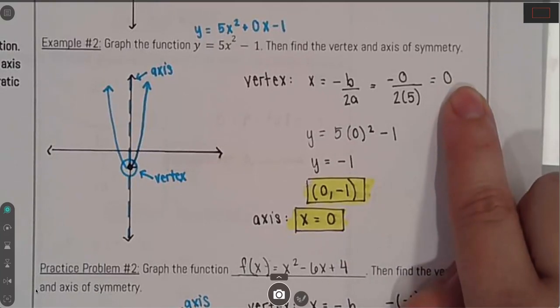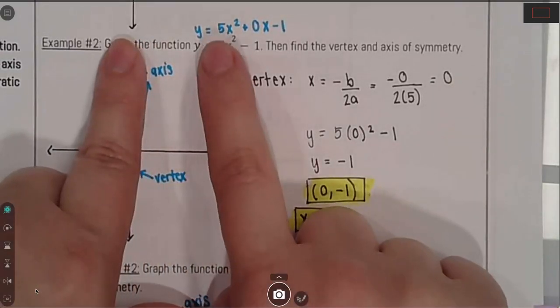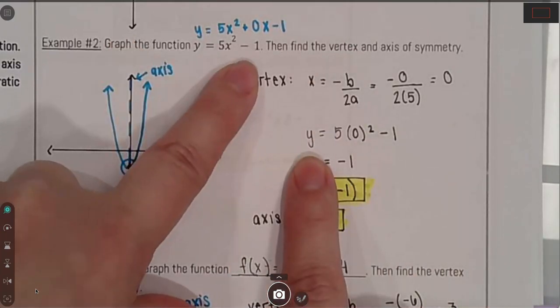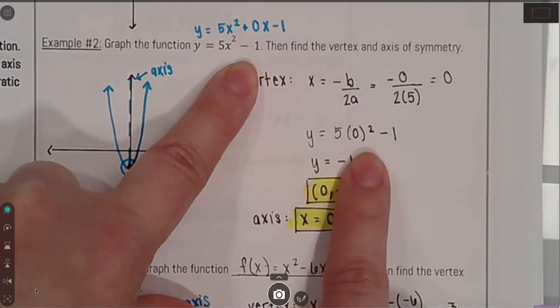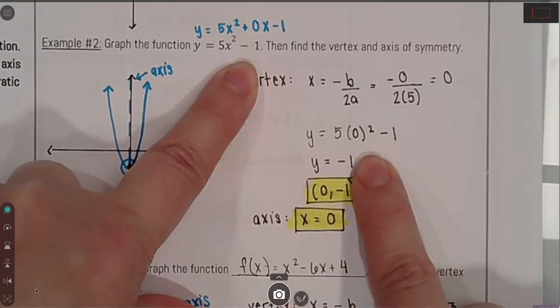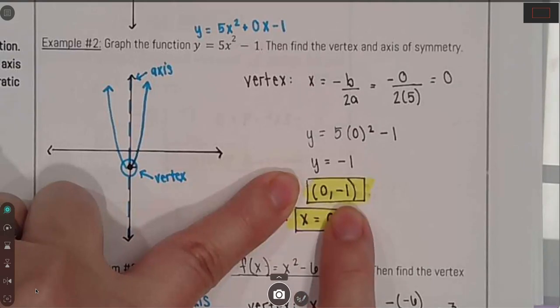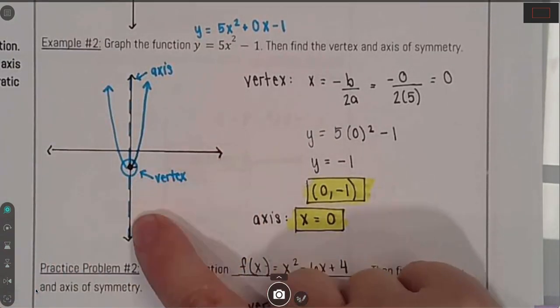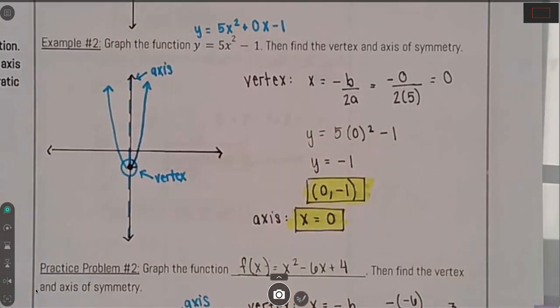To find the y-coordinate, I'm going to plug 0 in for x in this equation. So instead of 5x squared minus 1, I'm going to get 5 times 0 squared minus 1, which is negative 1. So my vertex is (0, negative 1), and the axis of symmetry is x equals 0. And here it is graphically. Here's the vertex, and here is the axis of symmetry.